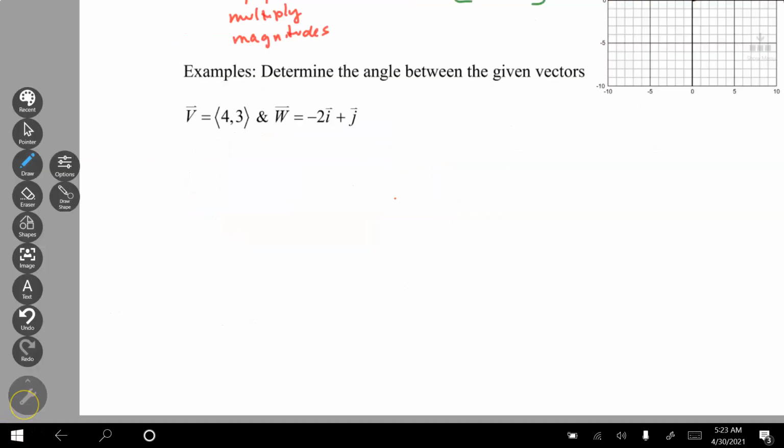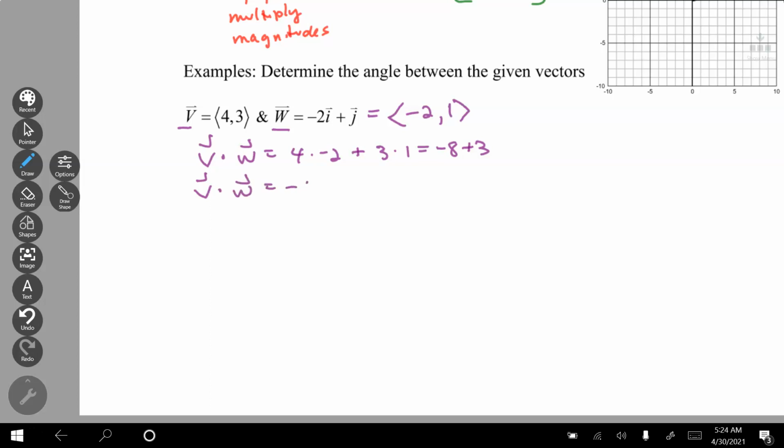Let's do an example. So here are my two vectors, vector v and vector w. I'm going to rewrite w in component form, so I have to remember that this linear combination form can always be rewritten as component form, and it's negative 2i, which is the x, and then it's really a 1j. And then maybe now it's easier to figure out the dot product, and actually this is an example we did before. Multiply the x's plus multiply the y's. I get my dot product is equal to negative 5. So that's part of the things that I need to do.